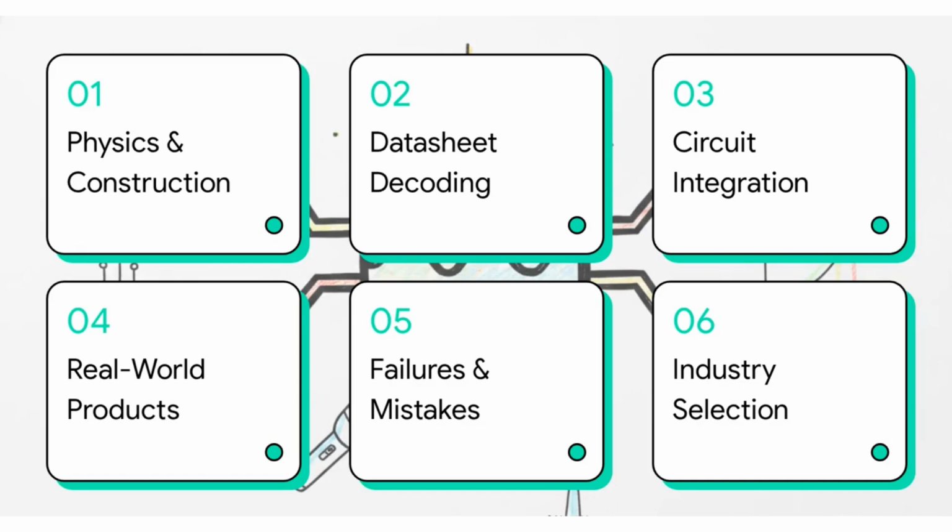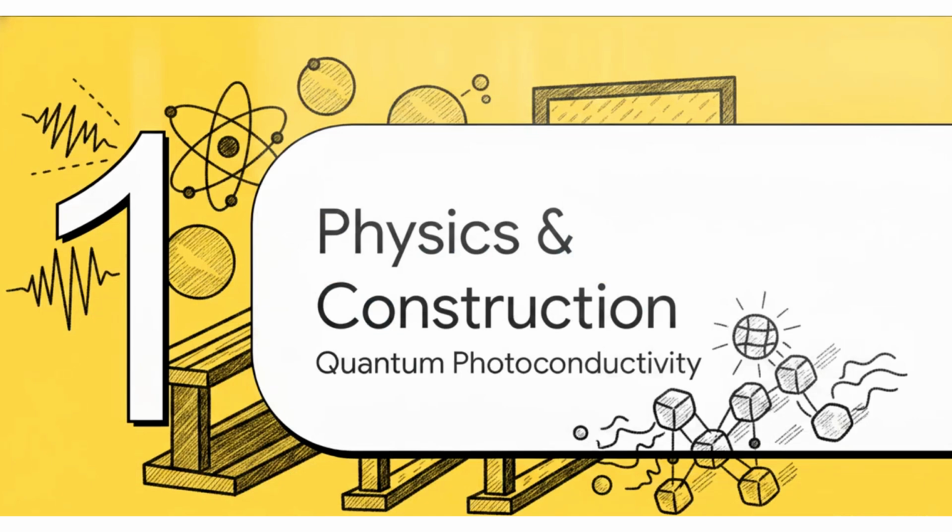Here's our roadmap for the Explainer. We'll be hitting physics and construction, datasheet decoding, circuit integration, real-world products, common failures, and finally, industry selection. Let's jump in. Part 1, Physics and Construction.